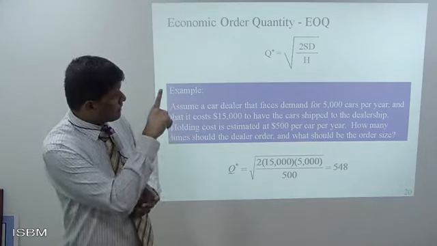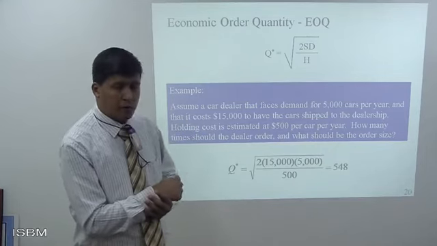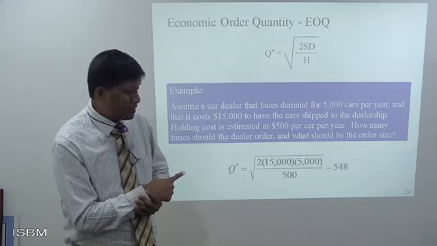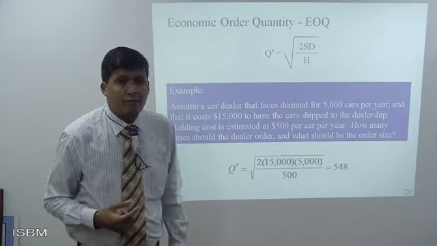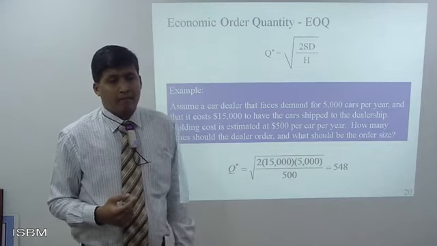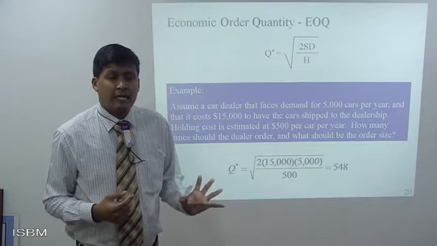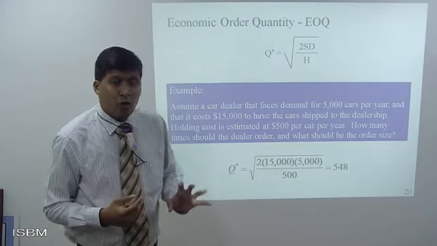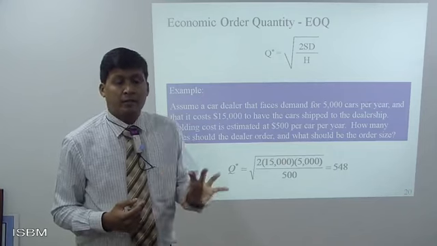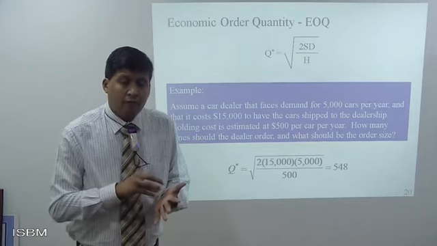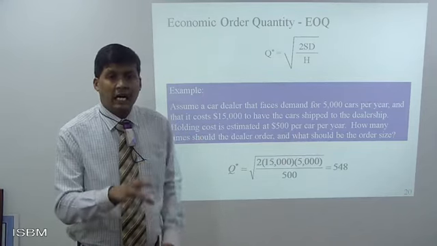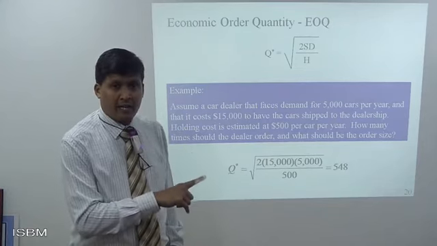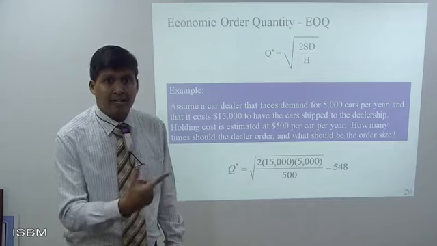So if you fit in with this formula, the quantity to be ordered works out to the square root of 2 into 15,000 into 5,000 divided by 500, which is equal to 548. That means 548 should be the order number. So he should order 548 cars, and we'll also look into at what frequency, the batch size.